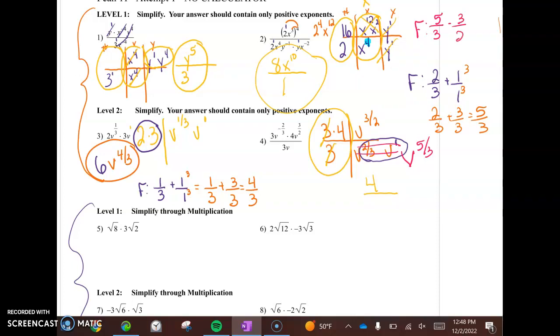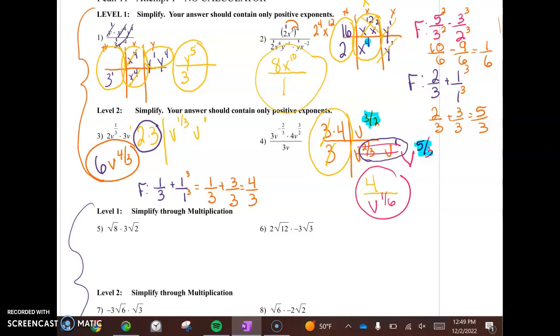5/3 take away 3/2. My common denominator here is gonna be 6, so I'm gonna multiply this one by 2, this one by 3, and then my new fraction is 10/6 take away 9/6, and when I subtract that, I get 1/6. So that's my new exponent, this 1/6. Now you might be trying to figure out where does this v to the 1/6 go. Since 5/3 is bigger than 3/2, I will want that 1/6 to go on the bottom. So when I'm done, I will have v to the 1/6 right down there.